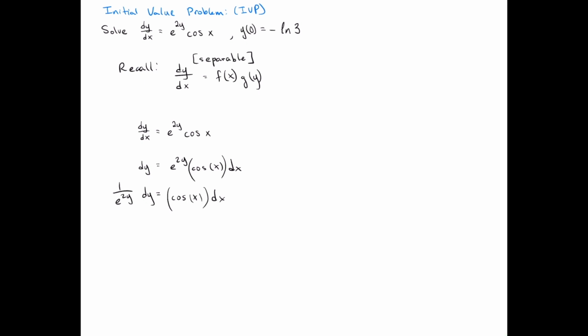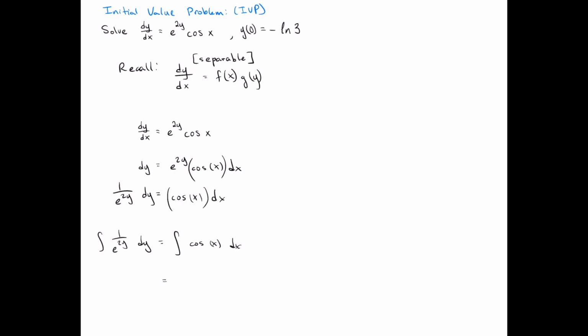Then you simply take the integral of both sides. So on the left side, it will become the integral of 1 over e to the 2y power dy, with respect to y. And on the right side, it will be the integral of cosine x dx. So let's do the left side first.